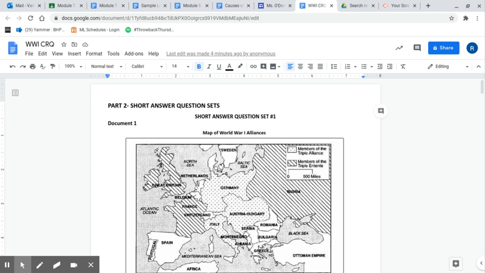The vignette that I would like to share as the follow-up lesson to my Causes of World War I lesson that I shared in the previous module would be to include a CRQ in class or in person with students the following day or the next time that we met.